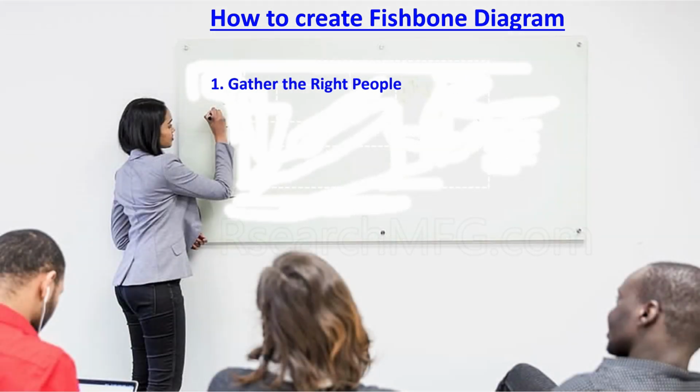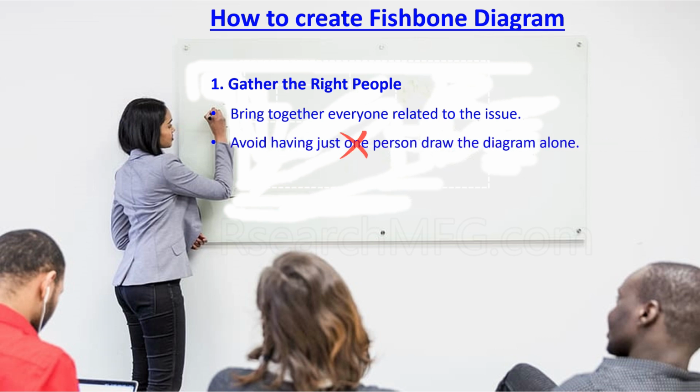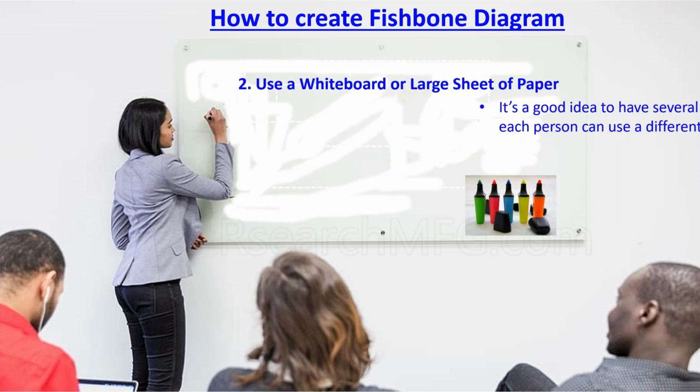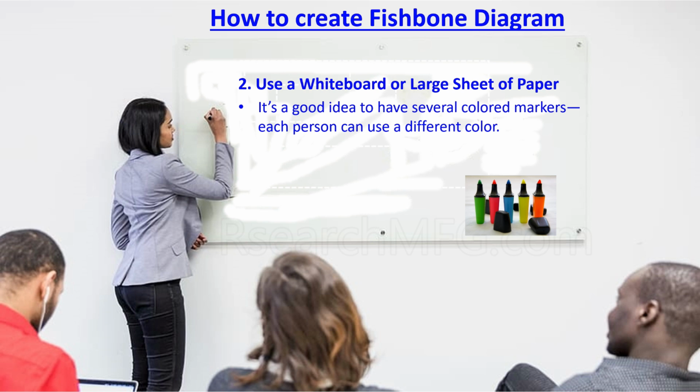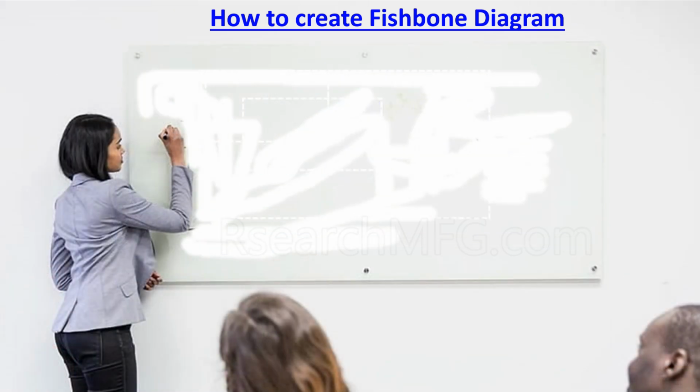1. Gather the right people. Bring together everyone related to the issue, or those with relevant knowledge or experience. Avoid having just one person draw the diagram alone. A good group size is around 4 to 10 people. 2. Use a whiteboard or large sheet of paper. It's a good idea to have several colored markers. Each person can use a different color. These days, many people also use mind mapping software to draw the diagram digitally.